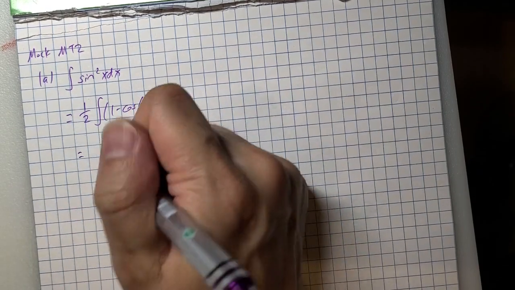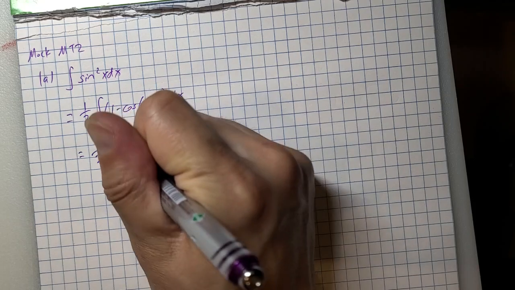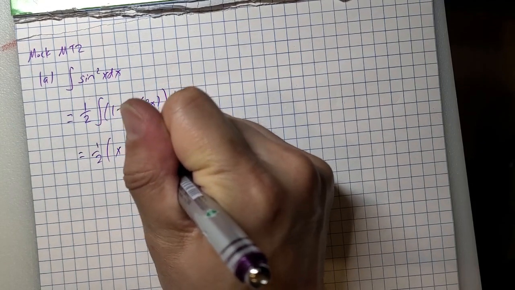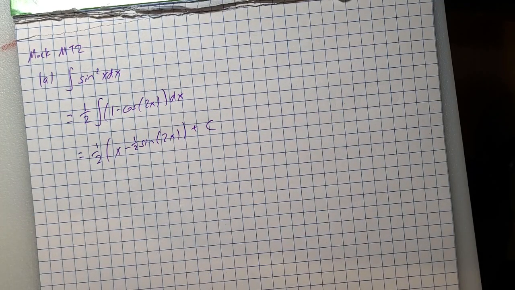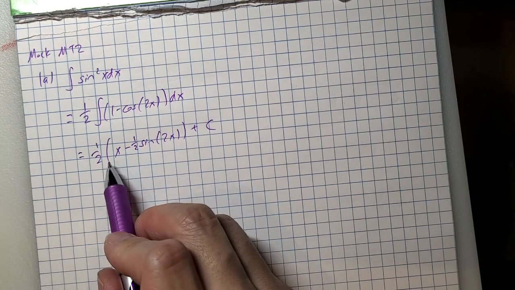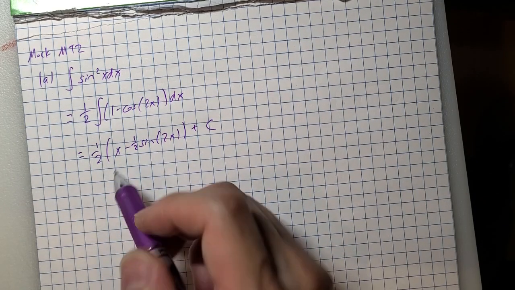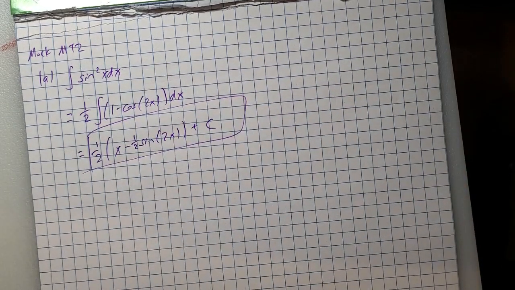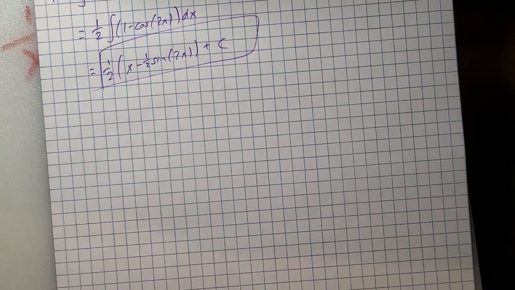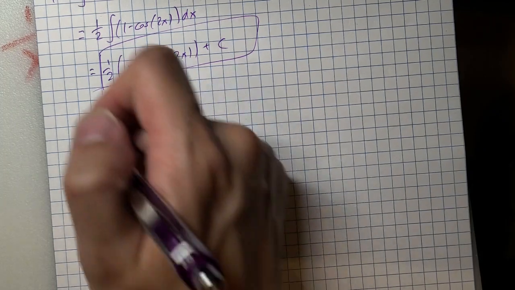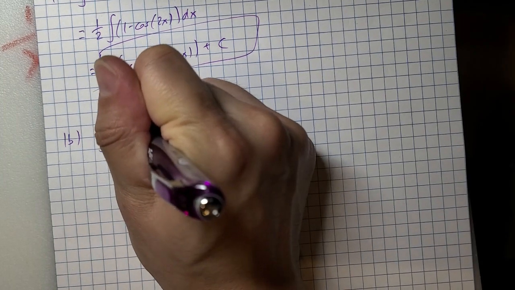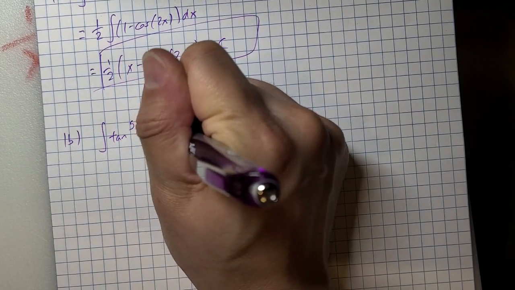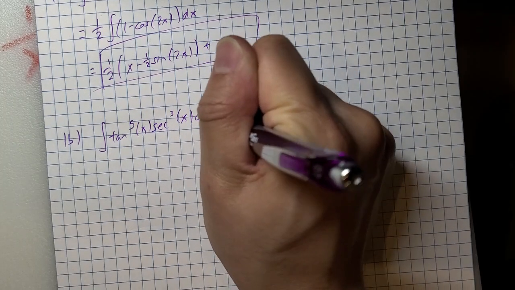Okay, so this is easy to integrate. That's simply x minus half sine 2x, plus c. Then you could distribute, but I will leave that up to you. Okay, that's the answer for the first one. That one was easy.